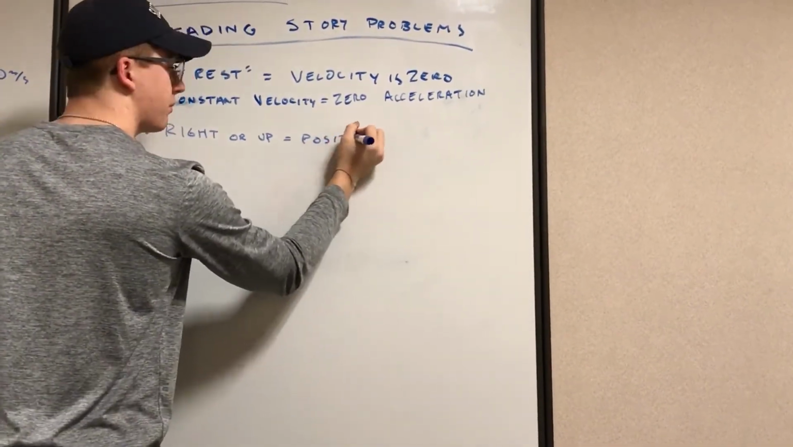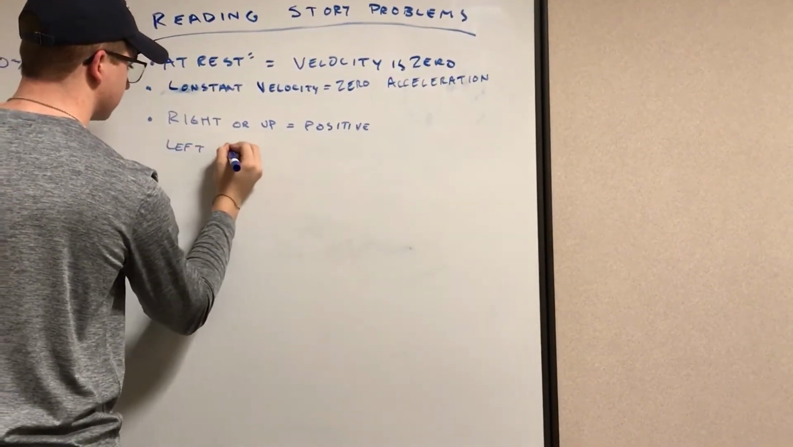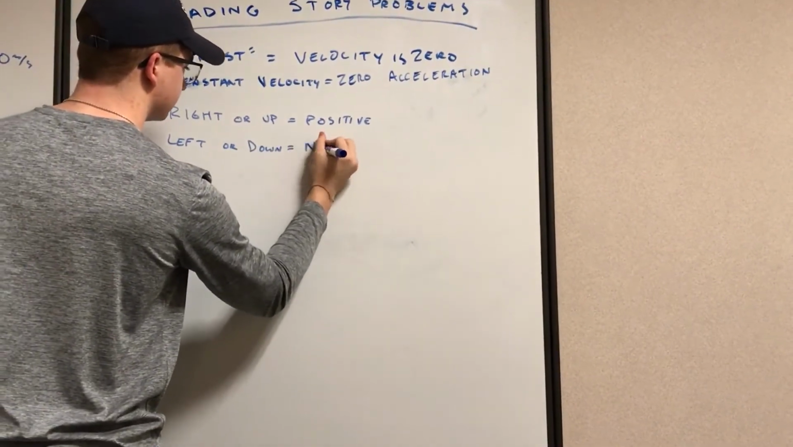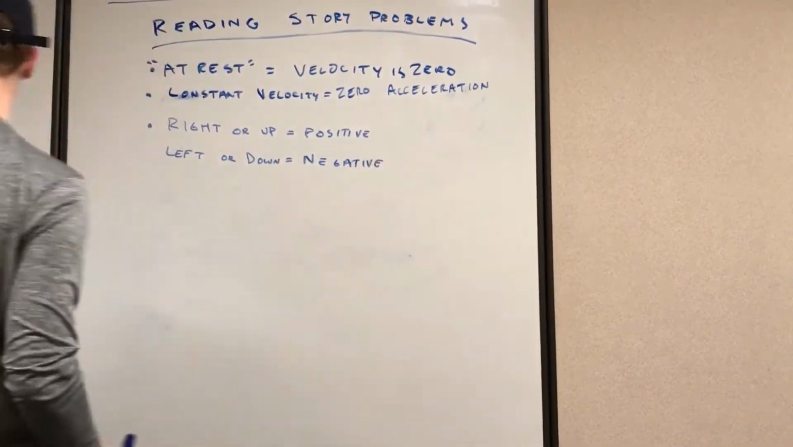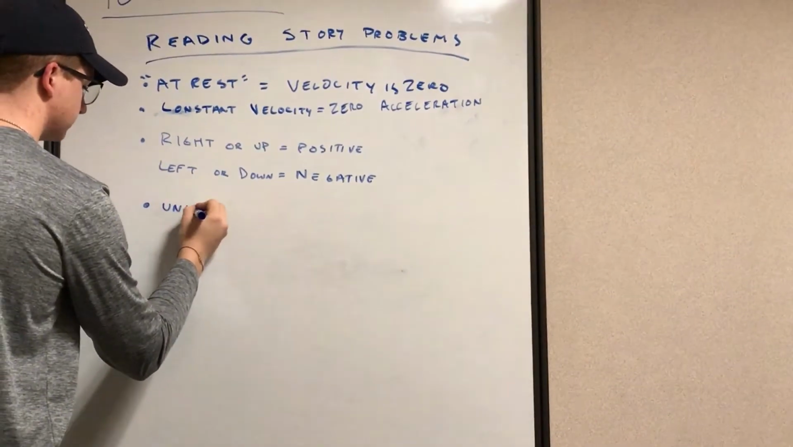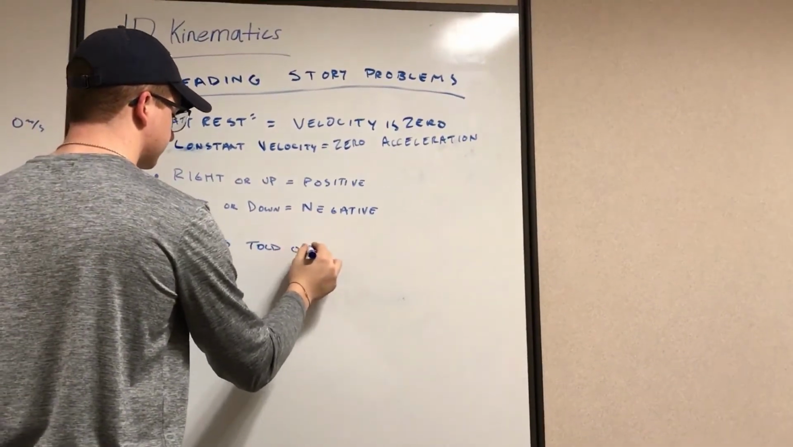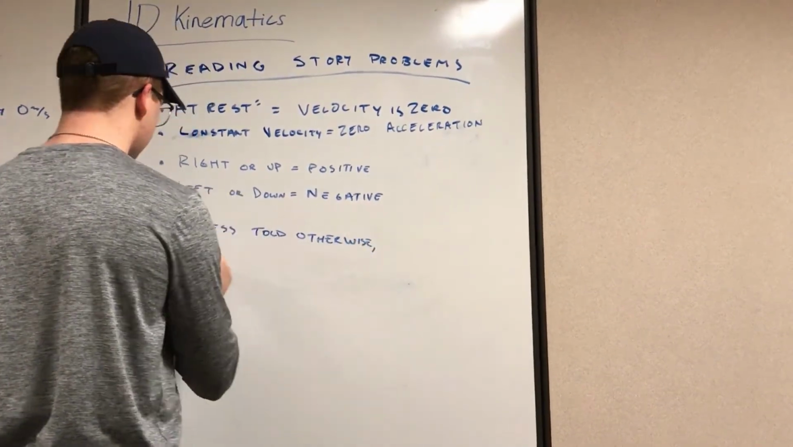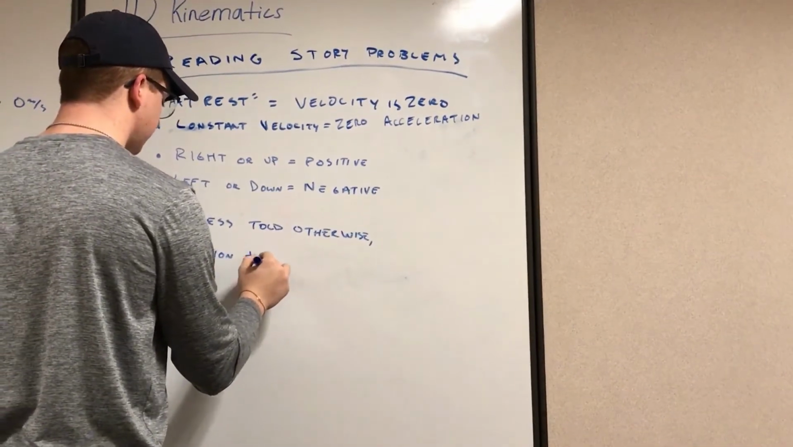Right or up will normally be positive, and left or down is going to be negative. And then, unless you're told otherwise in the problem, friction and air resistance, you can always consider them as negligible.